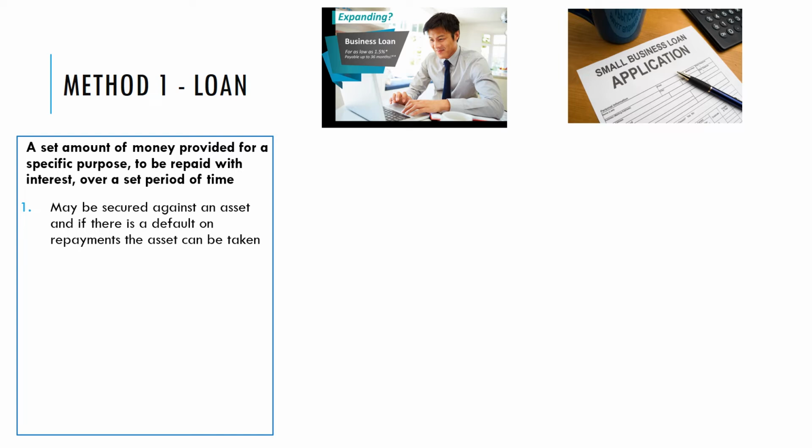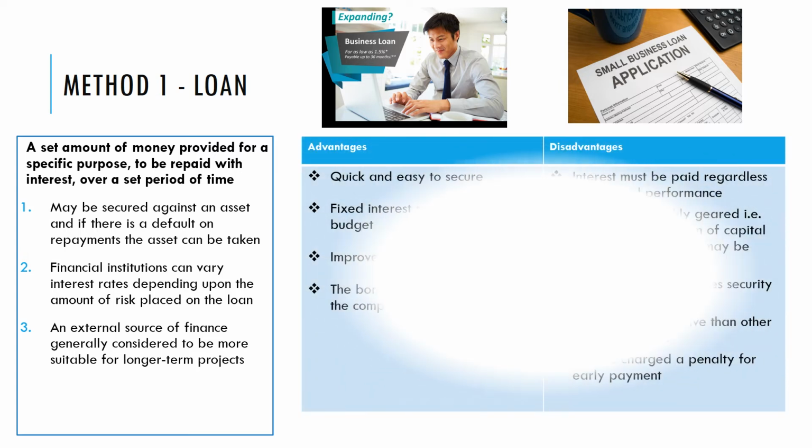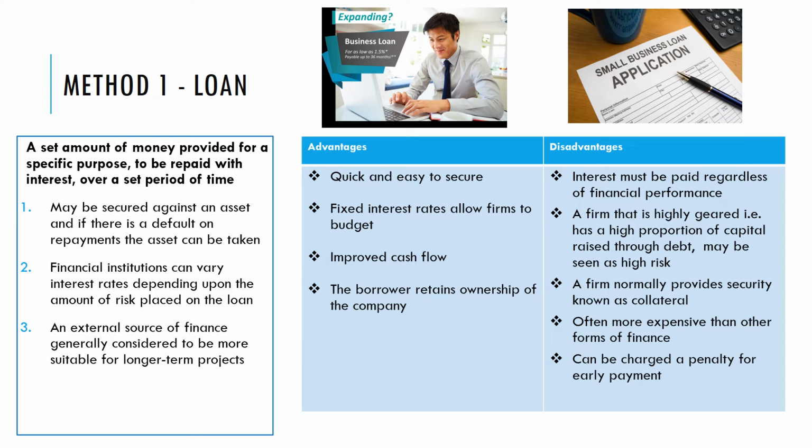So normally the business might nominate a bit of machinery perhaps, and if they don't pay the bank back, then the bank can force the sale of that bit of machinery to get the money back from the loan. The interest rate normally varies upon the level of risk, and the riskier you are considered to be, normally the higher the rate of interest you're asked to pay. Generally speaking, it's considered more suitable for longer term projects as loans tend to be over a longer period of time.